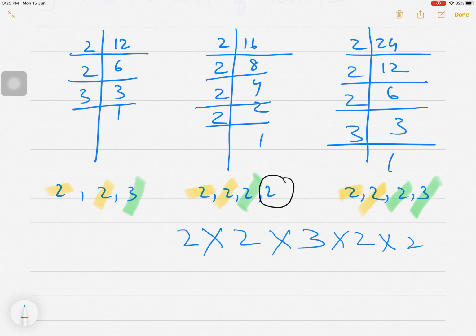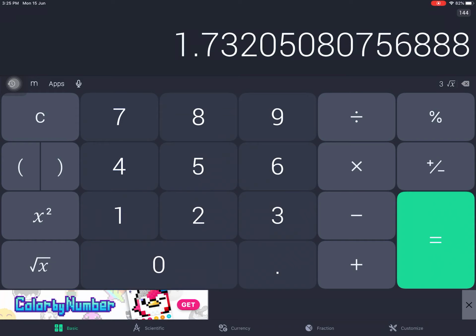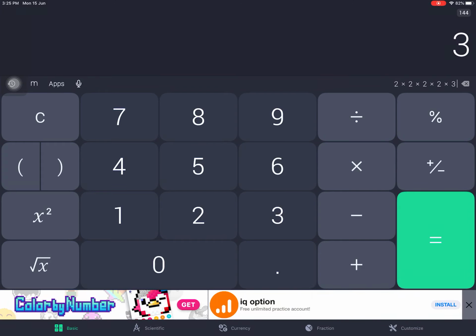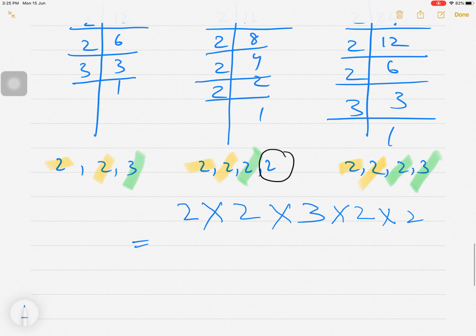Okay. So let's multiply this. 2 into 2 into 2 into 2 into 3. So it comes to 48. That means 48 is the LCM.